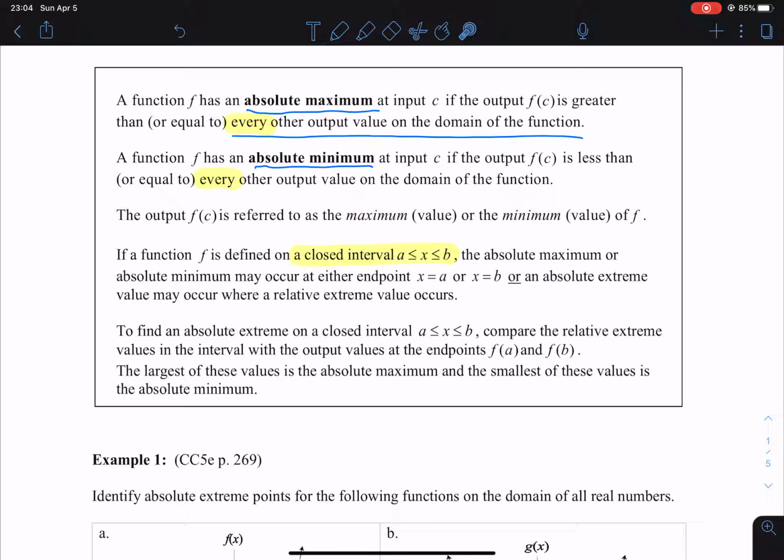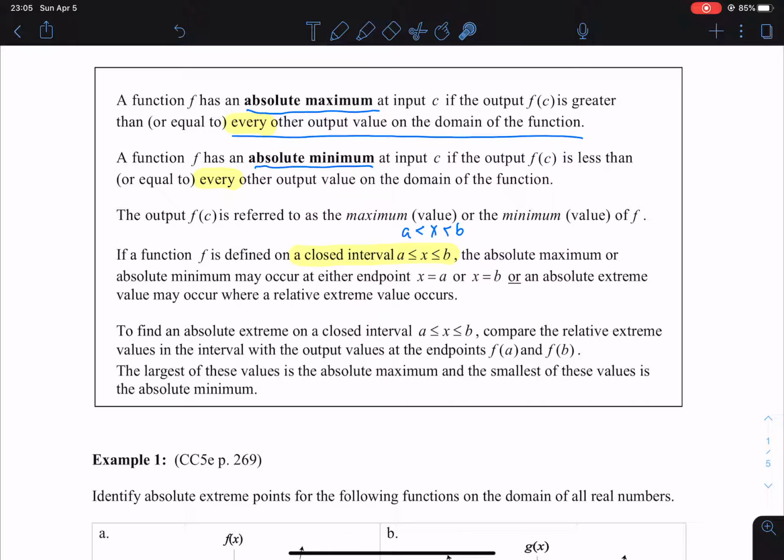For an open interval it is different. We can use this notation, this is an open interval. For an open interval, the special point a, just the point a, is not in our domain. It's out of our domain. But for a closed interval, a and b are in our domain. So the absolute maximum or minimum may occur at the two endpoints a and b.